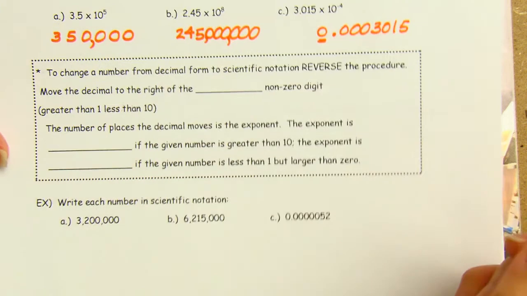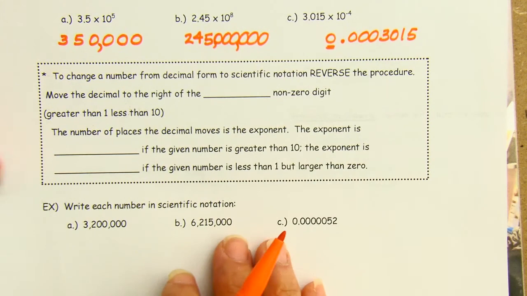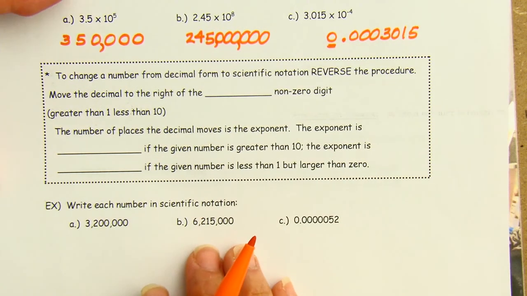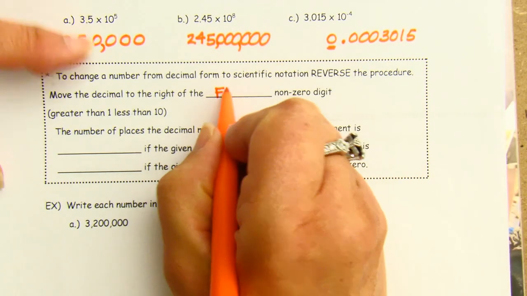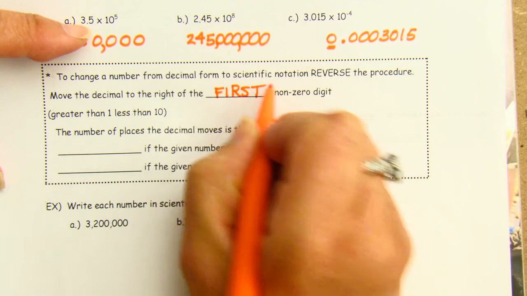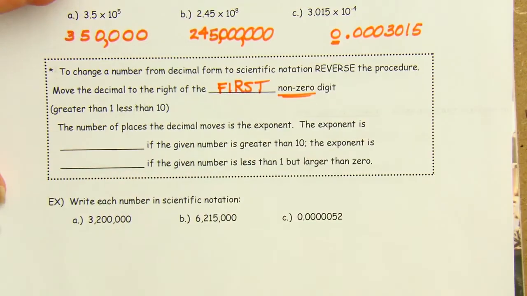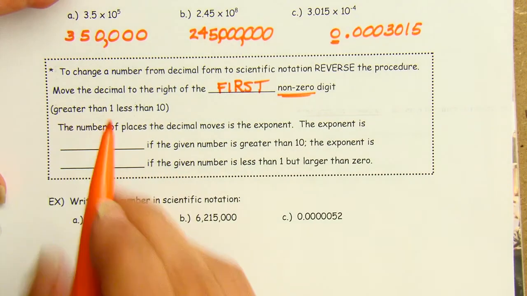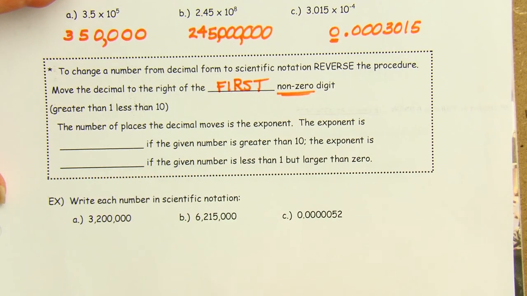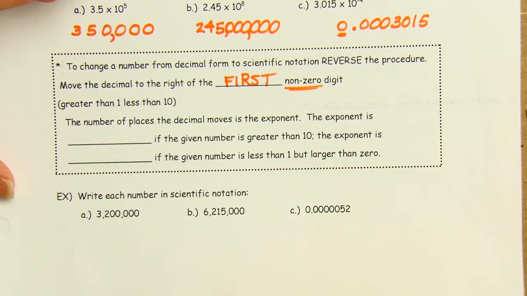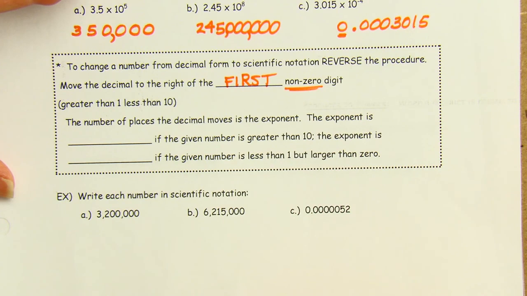To change a number from decimal form to scientific notation, you're going to reverse the procedure. Move the decimal to the right of the first non-zero digit. That's going to give me a number greater than 1 but less than 10. The number of places the decimal moves is the exponent. Now we have to figure out what the exponent is.